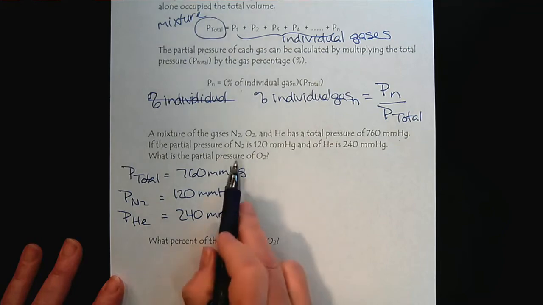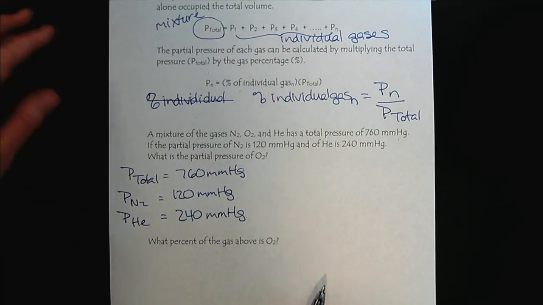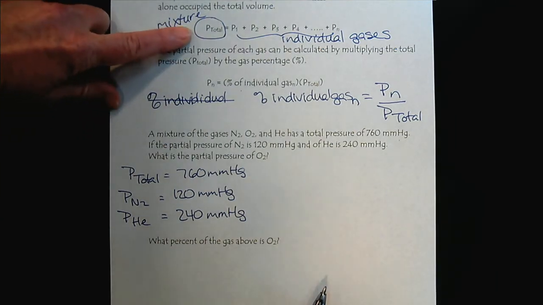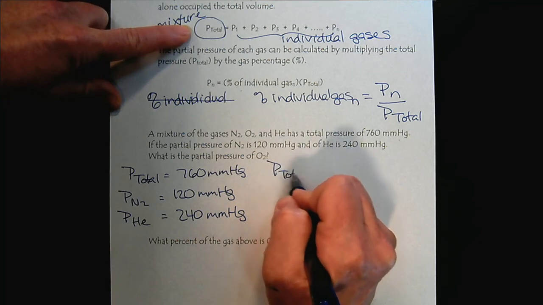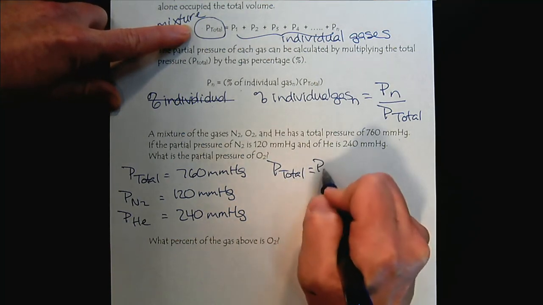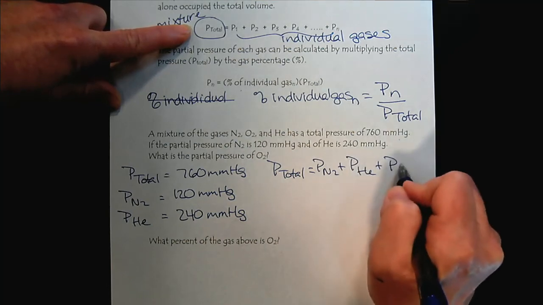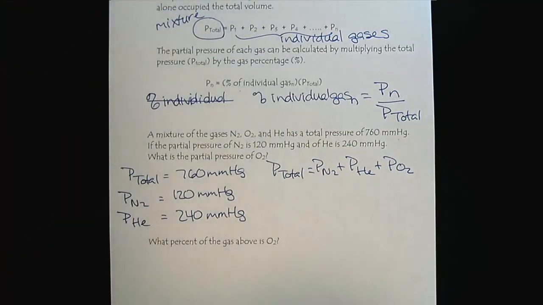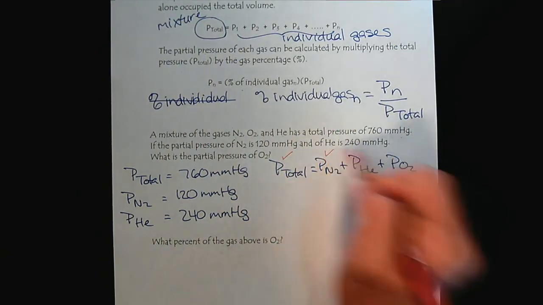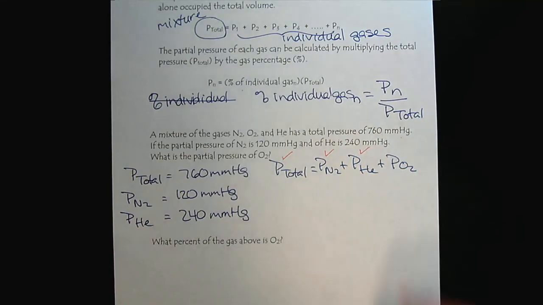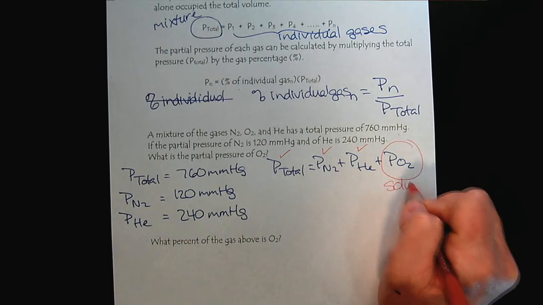Okay, what is the pressure of the oxygen? All right, so here we're going to use the top formula. So basically P total is going to be P nitrogen plus P helium plus P oxygen. The question tells us the total pressure and the pressure of the nitrogen and the pressure of the helium. So all we have to do is solve for the pressure of the oxygen.